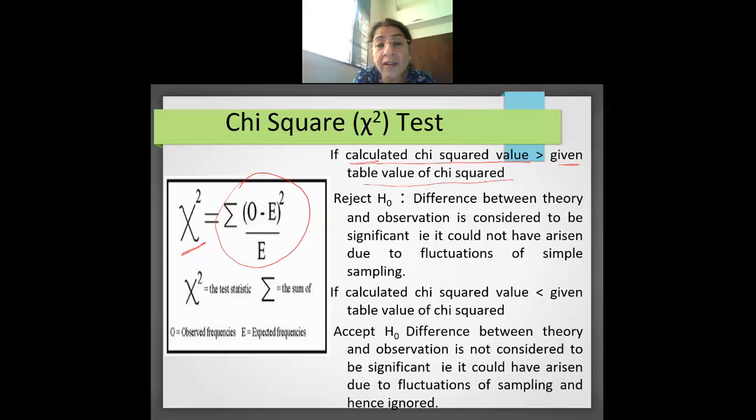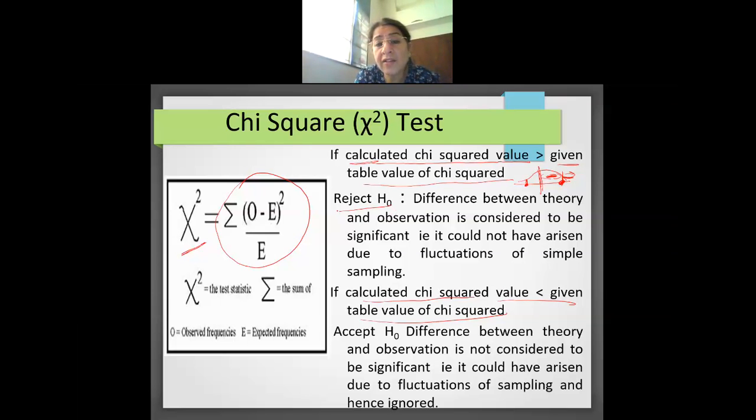If your calculated chi-square value is greater than the given table value, it means what? You remember the acceptance and rejection regions I told you just now? It was like this. Here are your critical values. If your calculated chi-square value is greater than the table value, where are you? You are in the rejection region. So your null hypothesis will be rejected. But if your calculated chi-square value is less than the table value, you are in this region, so your null hypothesis will be accepted.